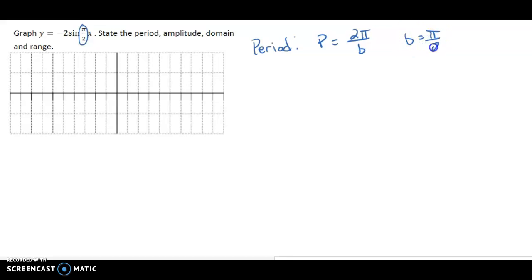And so we get some fun with fractions here. Period is equal to 2 pi over pi over 2. Remember, when we divide fractions, we rewrite the top fraction and then multiply by the reciprocal of the bottom fraction. And so we can see these pi's will cancel out, which is nice, leaving us with just 4. So this function has a period of 4.